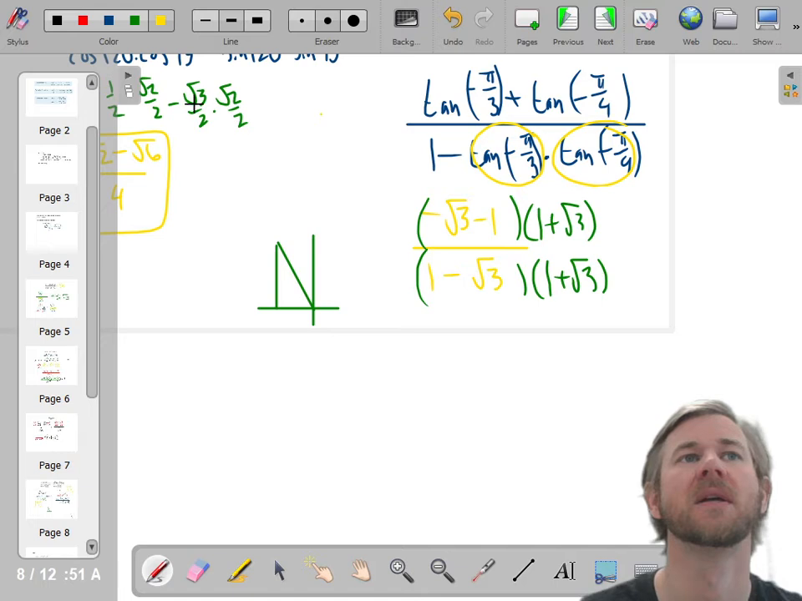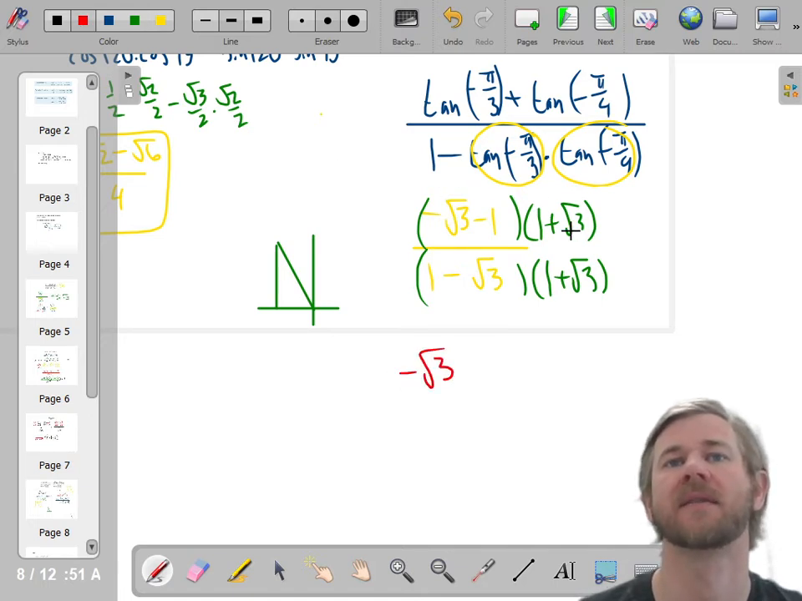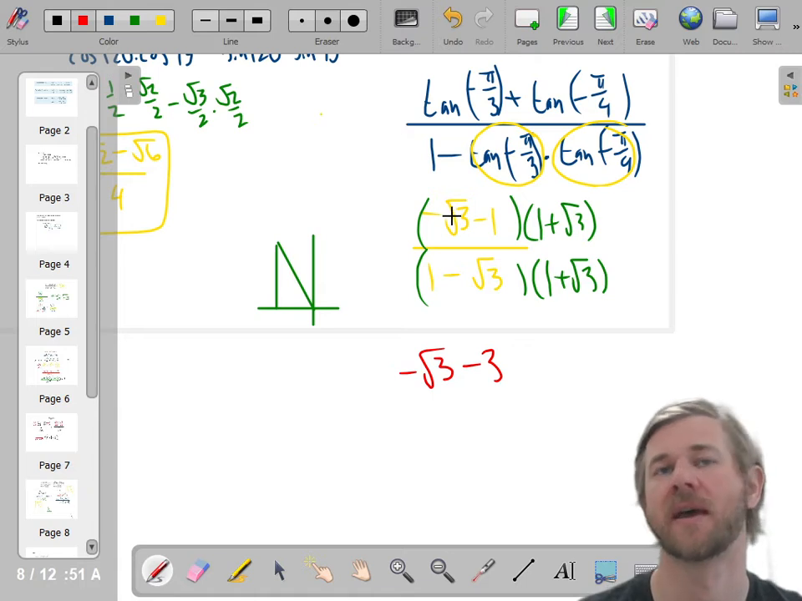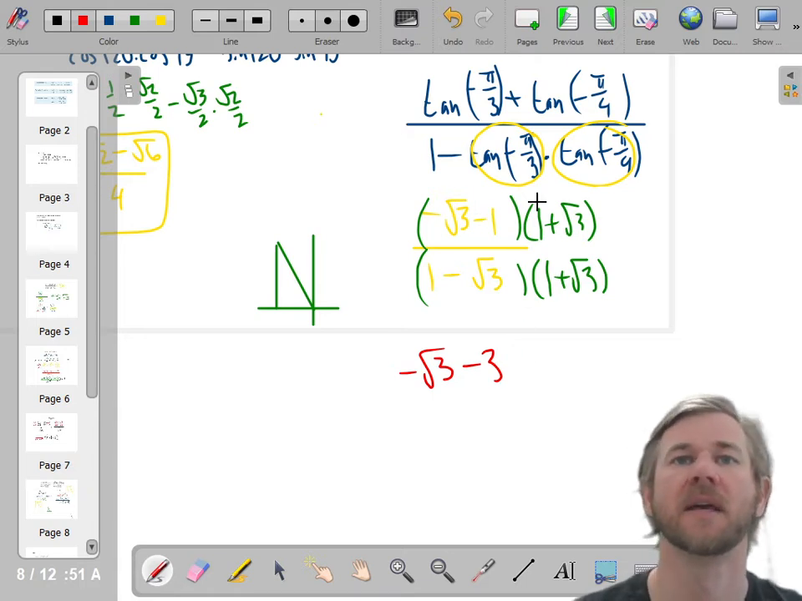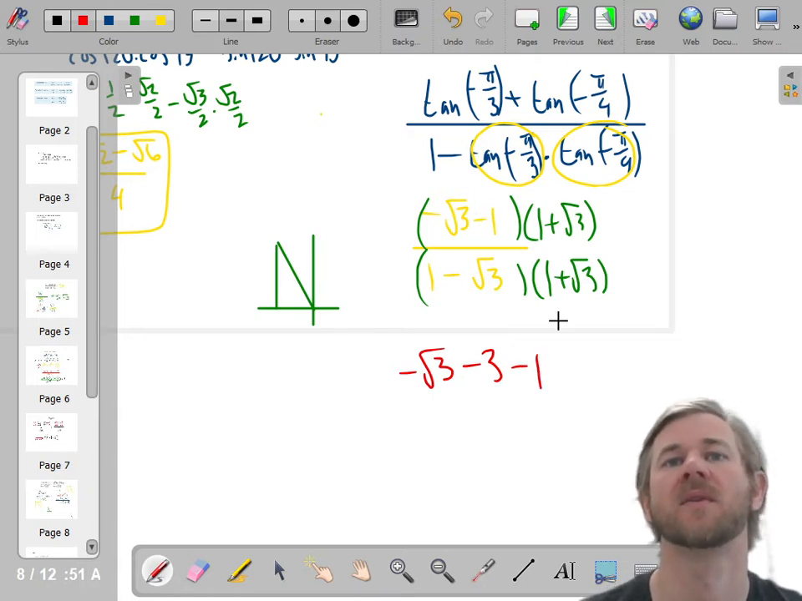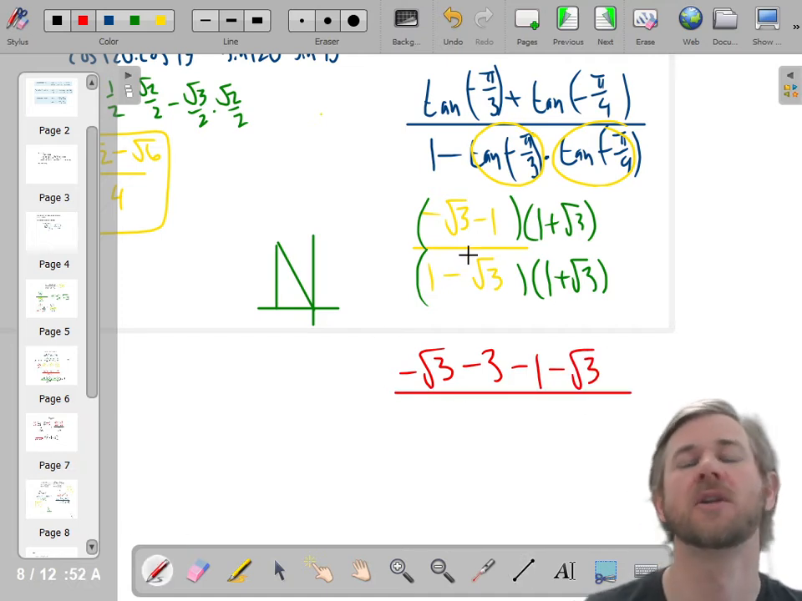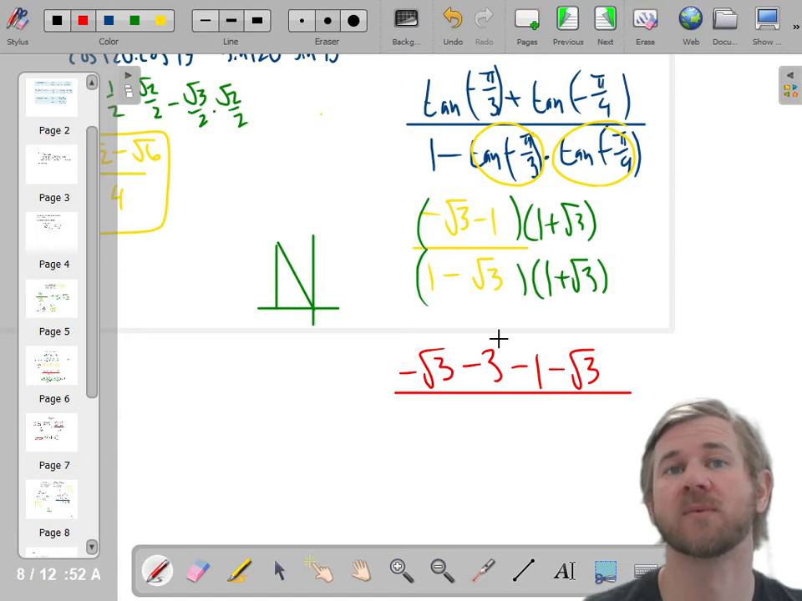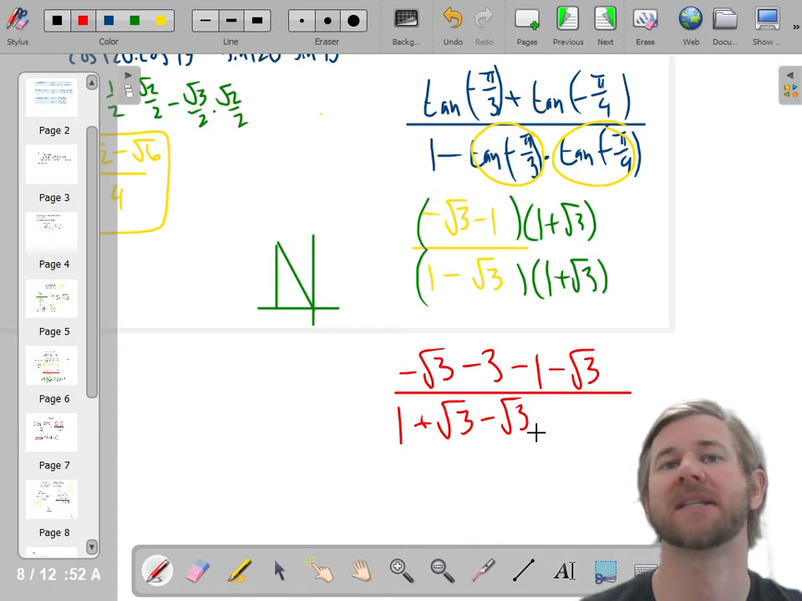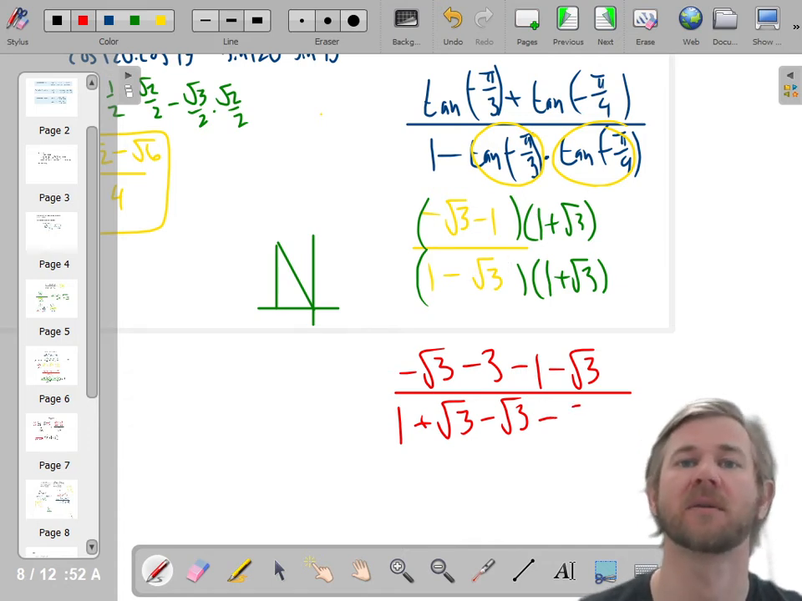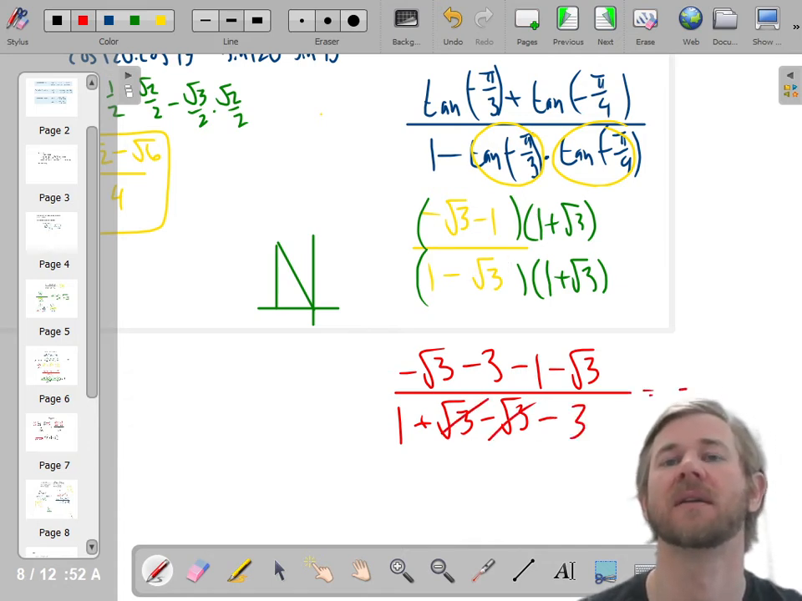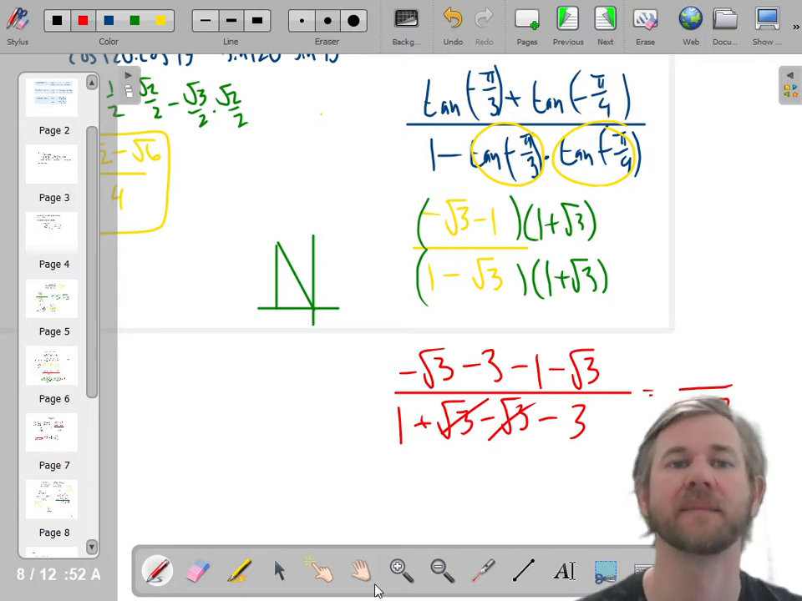Now when I FOIL, I got radical 3 times 1, which is radical 3. Negative times a positive is negative. And radical 3 times radical 3 is 3. Negative 1 times 1, negative 1. Negative 1 times radical 3, negative radical 3. Just foiling. You should know this is negative 2, but 1 times 1 is 1. Plus radical 3, minus radical 3, and then positive times the negative is negative. Radical 3 times radical 3 is 3. Those cancel out, and you get negative 2. You should just be able to do that in your head. Negative 2 in the bottom.